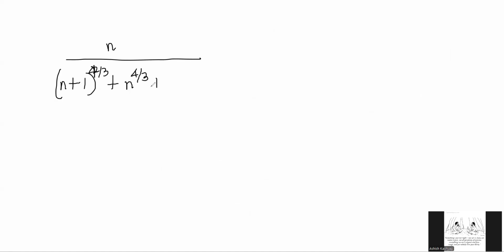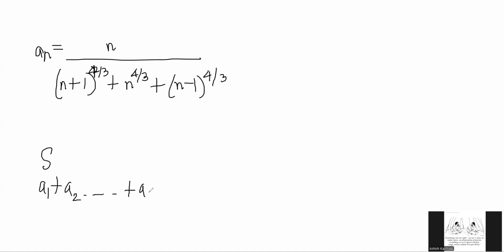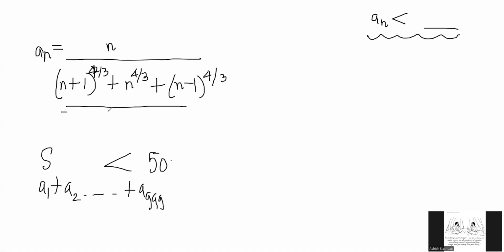4 by 3, 4 by 3 plus n minus 1 power 4 by 3. We had this expression. And how did we figure out the sum A1, A2 till A99? We needed to prove that this is less than 50. So our target was to get an inequality like this: An is less than something. But what was the approach we took?